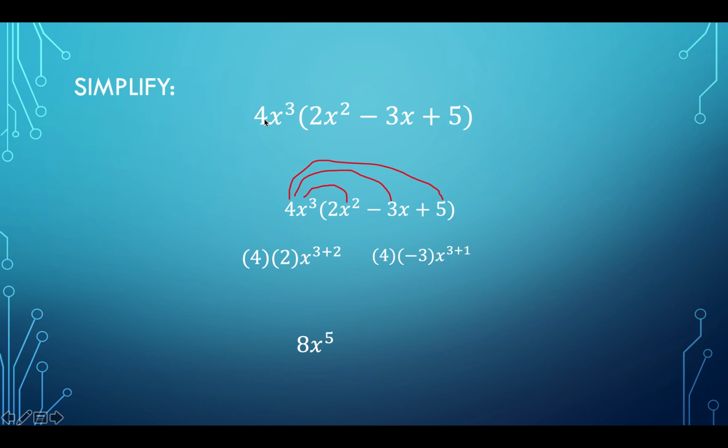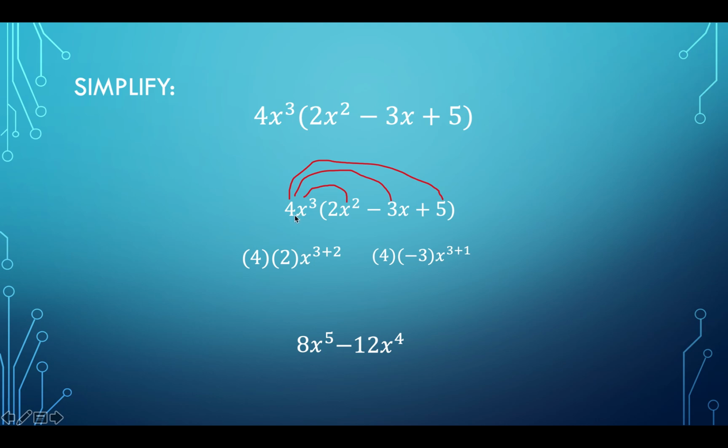Then we're going to multiply 4x cubed times negative 3x. So we do 4 times negative 3, and then x to the 3 plus 1. 4 times negative 3 gives us negative 12. 3 plus 1 gives us 4. So we now write negative 12x to the fourth.